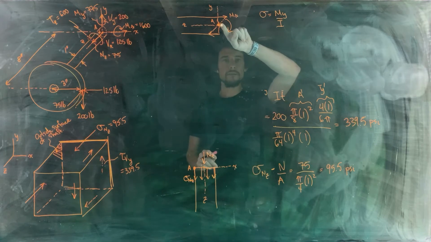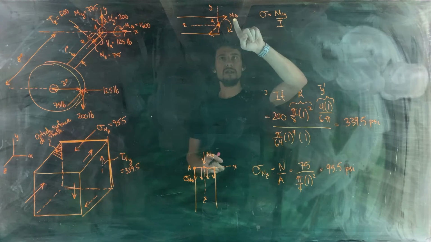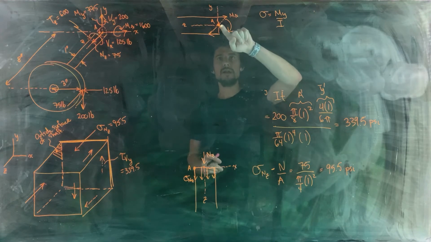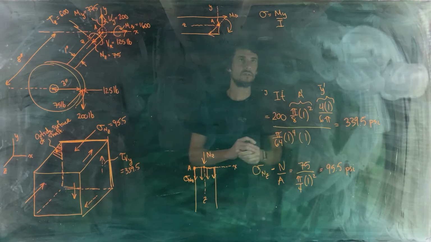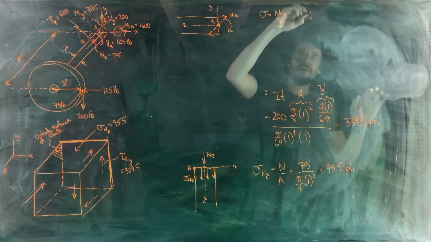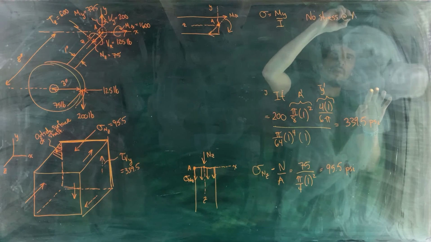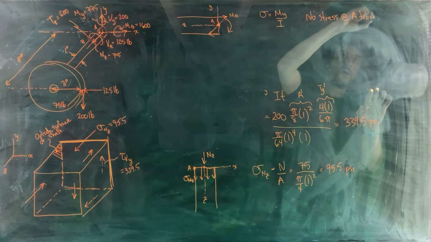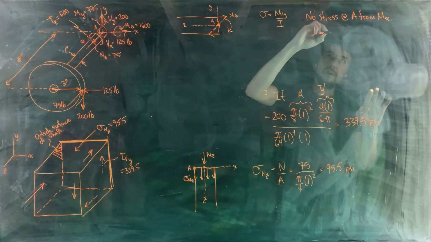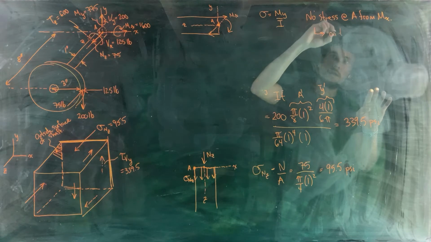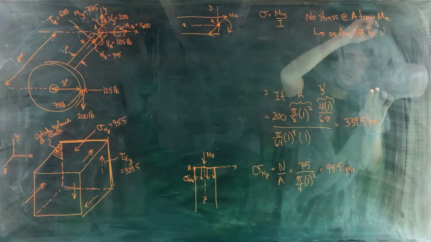At point A, there is going to be no normal stress created by internal moment Mx because point A lies on the neutral axis of bending for Mx. Okay? So no stress at A from Mx, because A is on the neutral axis of bending for Mx.